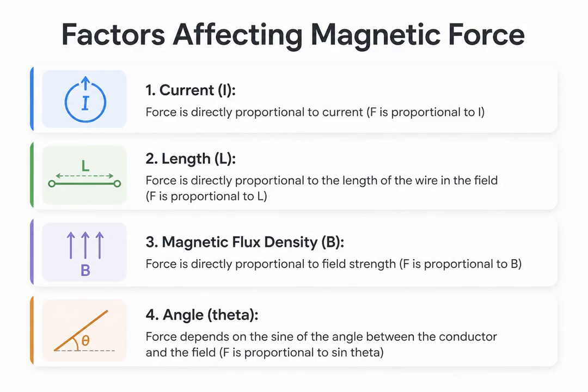The magnitude of this magnetic force isn't random. It depends on four key physical factors. First, the current flowing through the wire. More current means a stronger magnetic field around the wire, and thus a larger force. Second, the length of the wire that is actually immersed inside the magnetic field. Third, the strength of the external magnetic field itself, which we call magnetic flux density. And finally, the angle at which the wire cuts across the magnetic field lines.